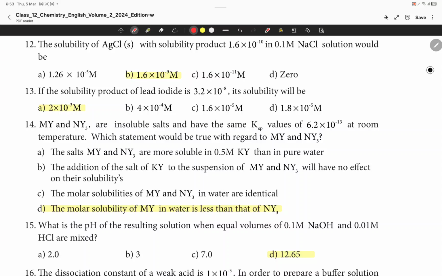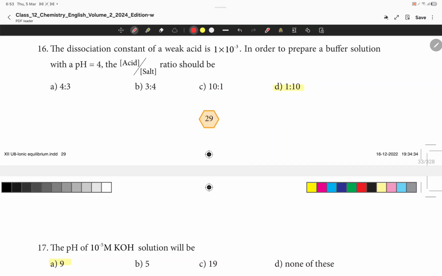mixed? 12.65. The dissociation constant of a weak acid is 1 × 10 power minus 3. In order to prepare a buffer solution with a pH equal to 4, acid by salt ratio should be 1:10. The pH of 10 power minus 5 M KOH solution will be 9.